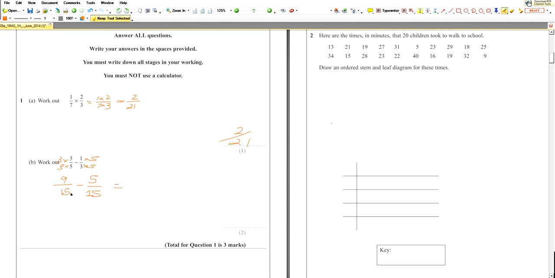So we have 9/15 minus 5/15 gives us an answer of 4/15. Now, can we do anything with 4/15? No. So that's the final answer. Lovely. Put down here 4/15, and that's the end of question number 1.